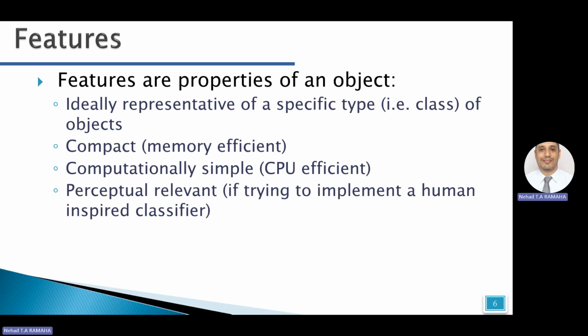So first of all, the feature should ideally be representative of some things about the attributes or objects, like color, like size, and so on. It should represent, let's say, a property of the object with some data. It should be compact.